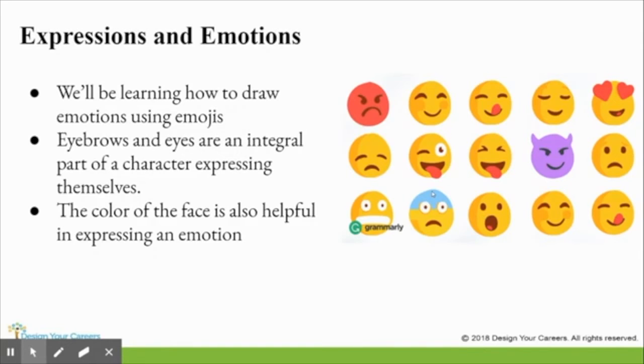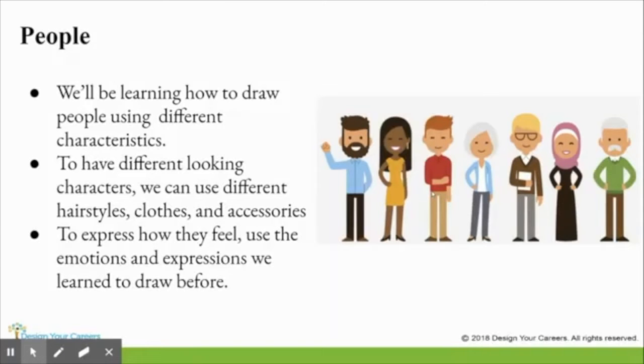All right, so next up is people. We'll be learning how to draw people using different characteristics. We can use different hairstyles and clothes and accessories to express how they feel, and use the emotions and expressions we learned to draw before. So a lot of times when you're creating a character, you want them to be distinct from another character so that the audience understands which character is which. And that's exactly what we're going to be learning here.